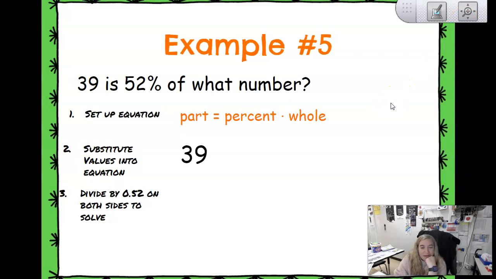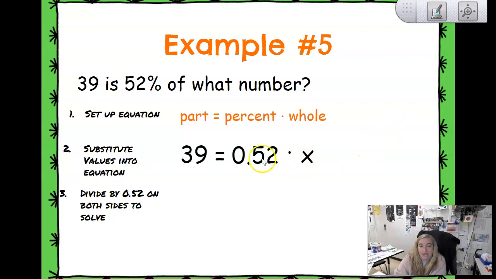After that, I need to identify equals the percent. So again, 52%, we write as a decimal 0.52 times, and then the last one is the whole. So we have the keyword of, but it says of what number. So when we have the keyword of for whole, but we don't know what it is, what number, we're going to put in place of it the variable x.